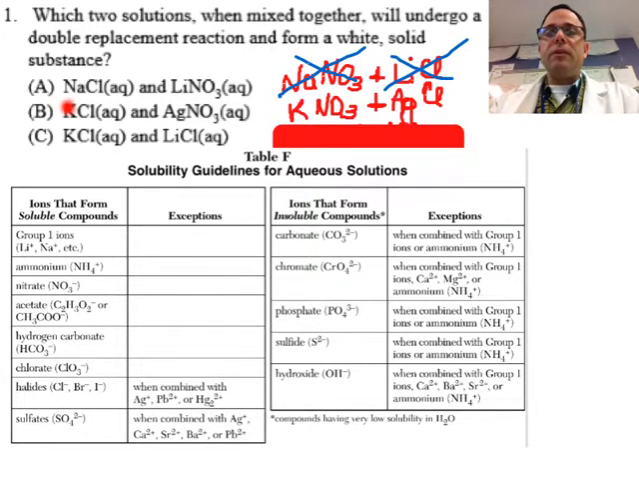when we replace the potassium with the silver, we end up with potassium nitrate and silver chloride. So potassium again is a group 1 element. So potassium will be soluble. Now what about the silver nitrate? I'm sorry, the silver chloride. Well, it doesn't affect this rule. Let me look at the others.